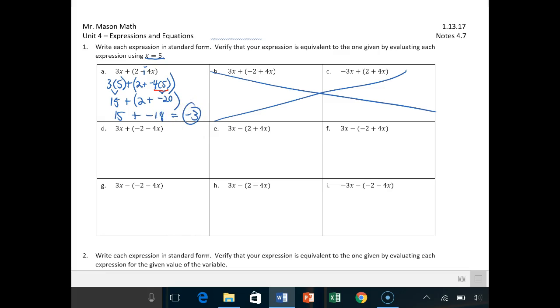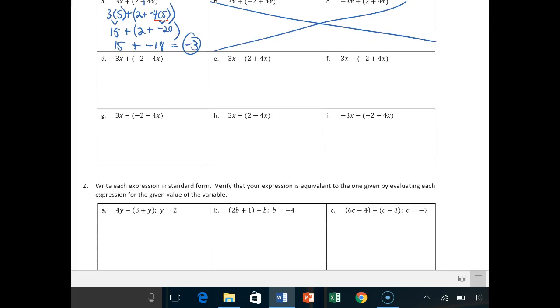Okay. Now the next thing I want to teach you guys today is distributing a negative sign. So let's skip D and move on down to E. To distribute a negative sign is basically like multiplying something by a negative 1. So whenever you see this minus sign there, you could say, all right, basically what we're going to do is multiply everything by negative 1 outside the parentheses. So negative 1 times 2 and negative 1 times 4x. When I do that, I get rid of the parentheses. So I have 3x minus 2 plus negative 4x.